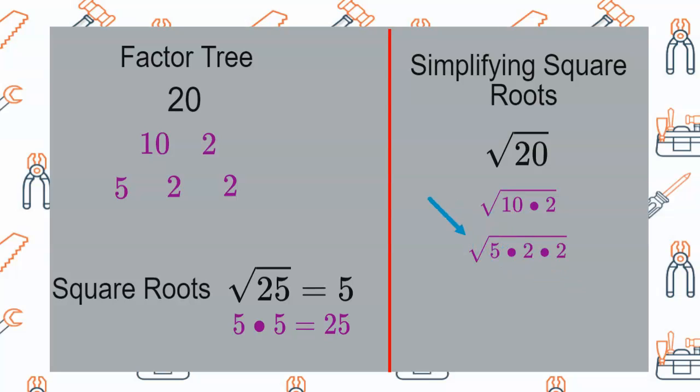Now, we need to identify any pairs we have under the radical. This is because square roots have an index of 2, meaning you must have 2 of the same number in order to remove it. And in this case, we have a pair of 2's. So this pair of 2's can be removed from under the radical, and they become 1, 2 outside of the radical. Since we don't have a pair of 5's under the radical, we'll leave this 5 by itself under the radical. And your final answer is 2 square roots of 5.